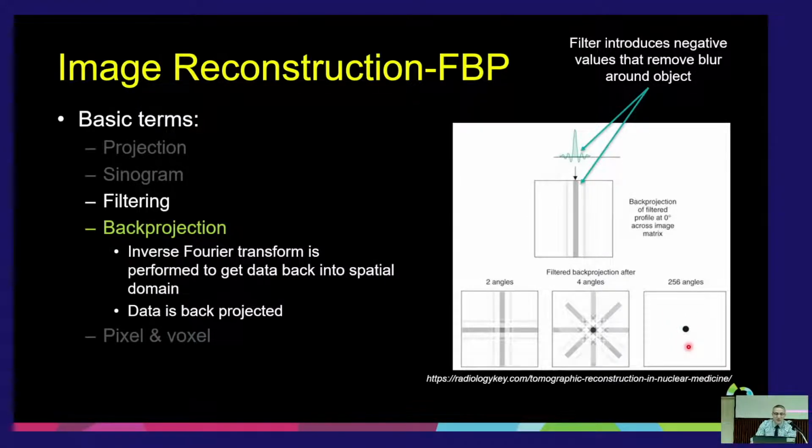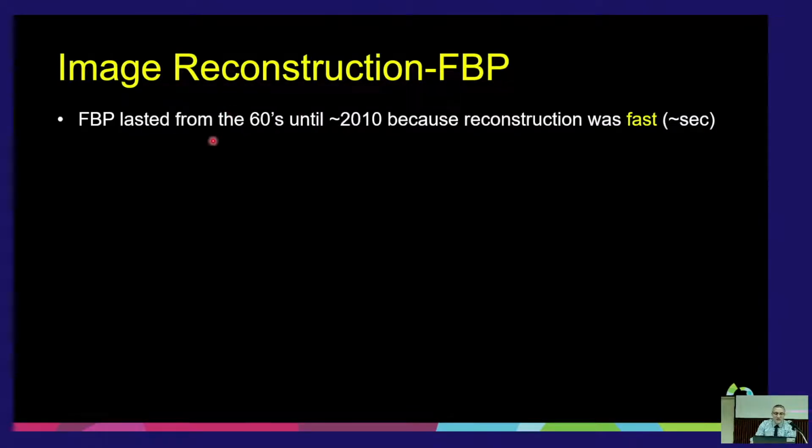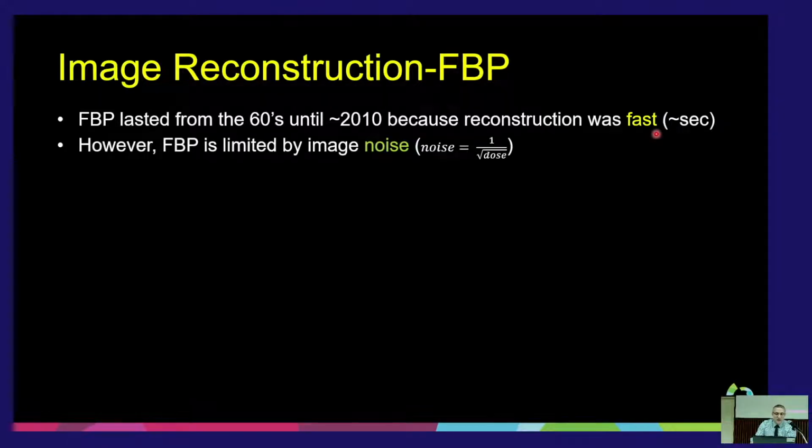And so filtered back projection, first of all, is mathematically very simple and very fast, but it also is very sharp. We have been using filtered back projection since the late 60s, really up through the 2010s, and it was mostly because it was fast. And our radiologists became used to seeing reconstructed images that had a sharp, crisp boundary on all of our objects.